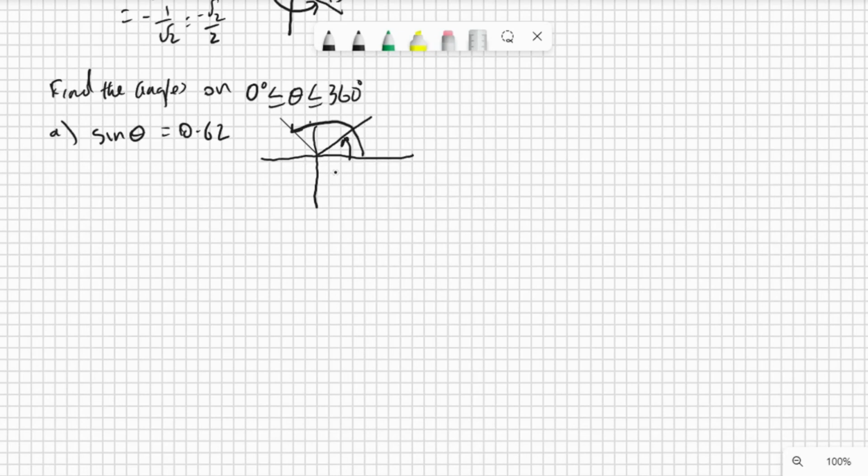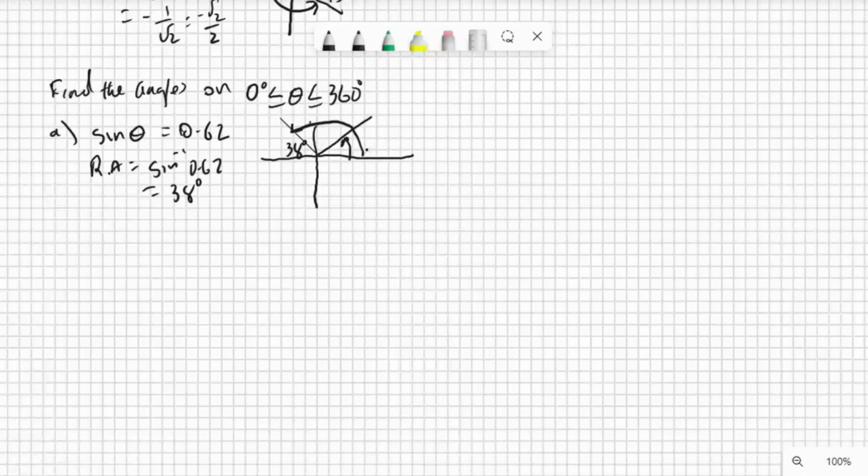So I have two angles here, so I have to find these angles. I have to find first my related angle. My related angle, I find it using the ratio without a negative one. Related angle is sine minus 1 of 0.62, which is approximately 38 degrees. So my related angle is 38 degrees.